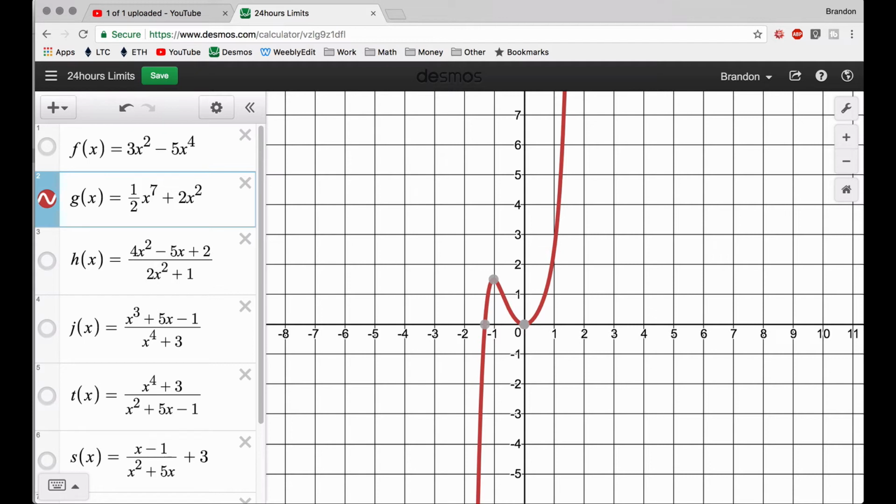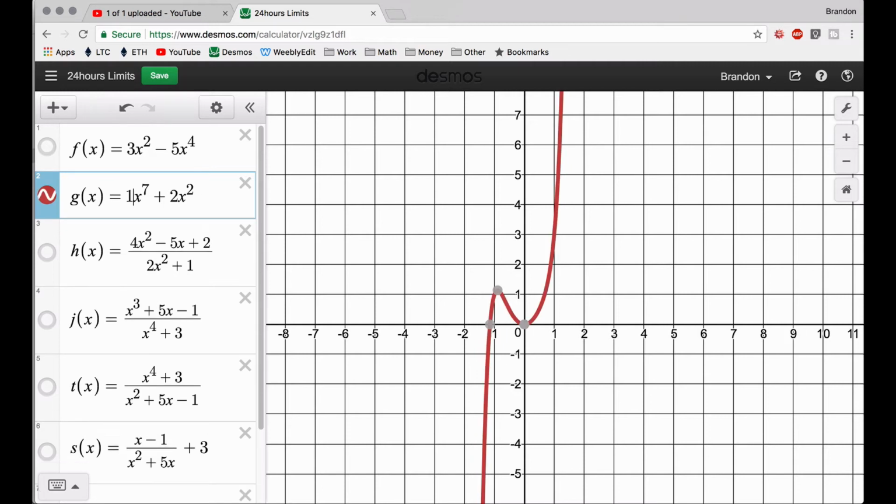because it's still an odd degree. We have a positive leading coefficient. If I come in here and change this 1/2 to a 4, whatever, we're still going to have the same end behavior, odd degree, positive leading coefficient. If I make this 4 a negative, that's when it switches on us, as you can see here.